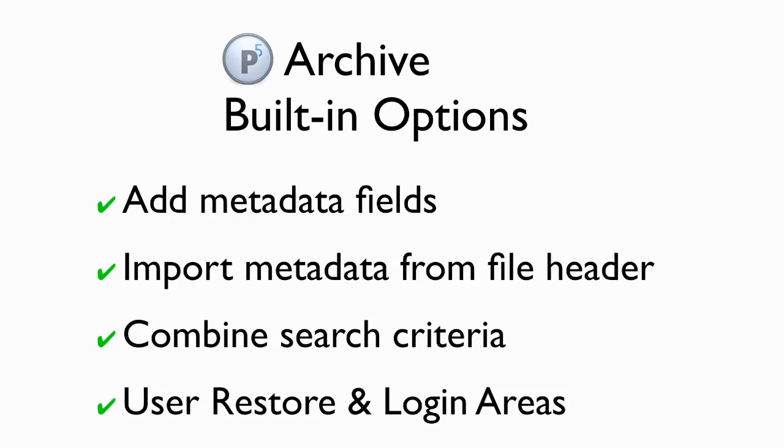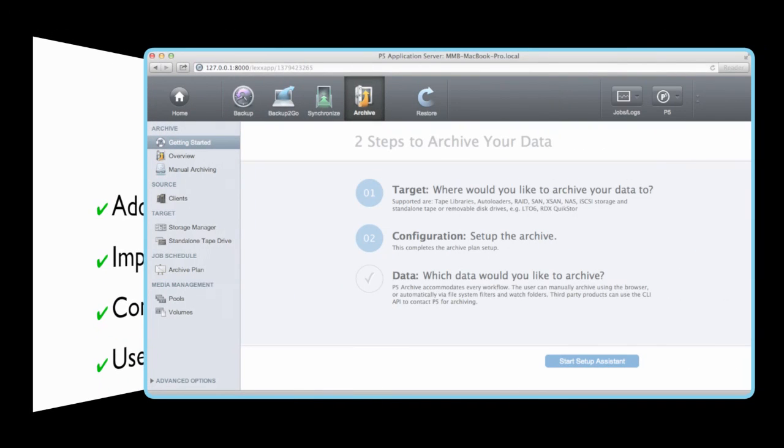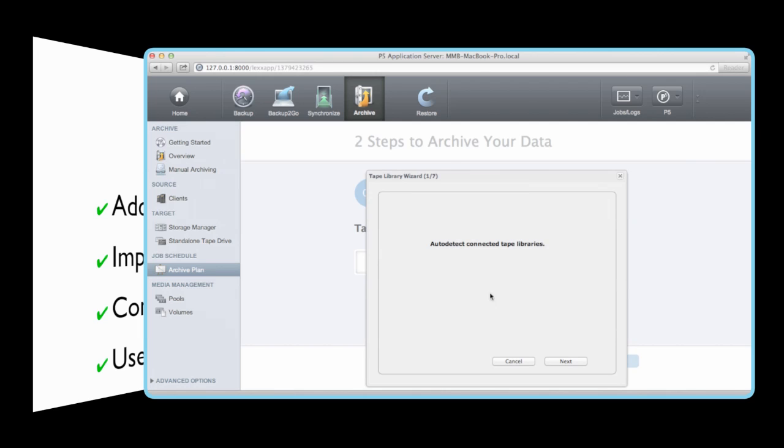There are built-in options that help you search, import metadata, combine search criteria, and give you user-level access for the restore. And P5 Archive has a built-in hardware detection for tape drives and tape libraries. And we see that at work right now.